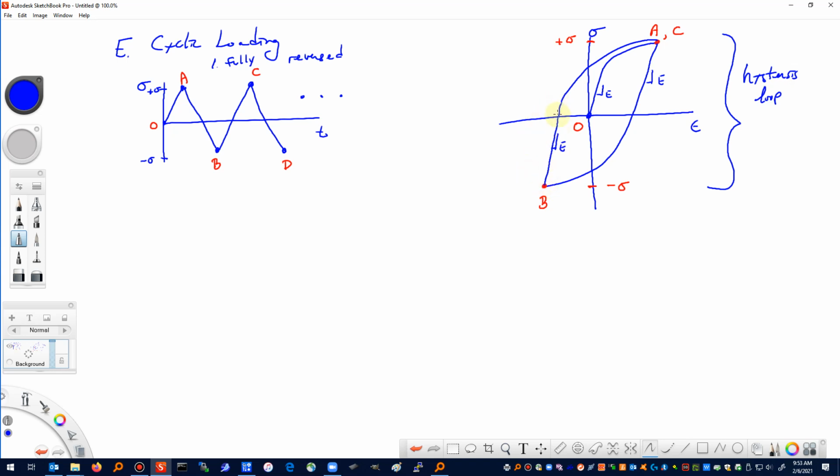The length or the zone of the elastic unloading, just as a rule of thumb, tends to be about 2 times the yield stress of the material in range. Some materials are different, but from here to here and here to here is a range of about 2 sigma yield.